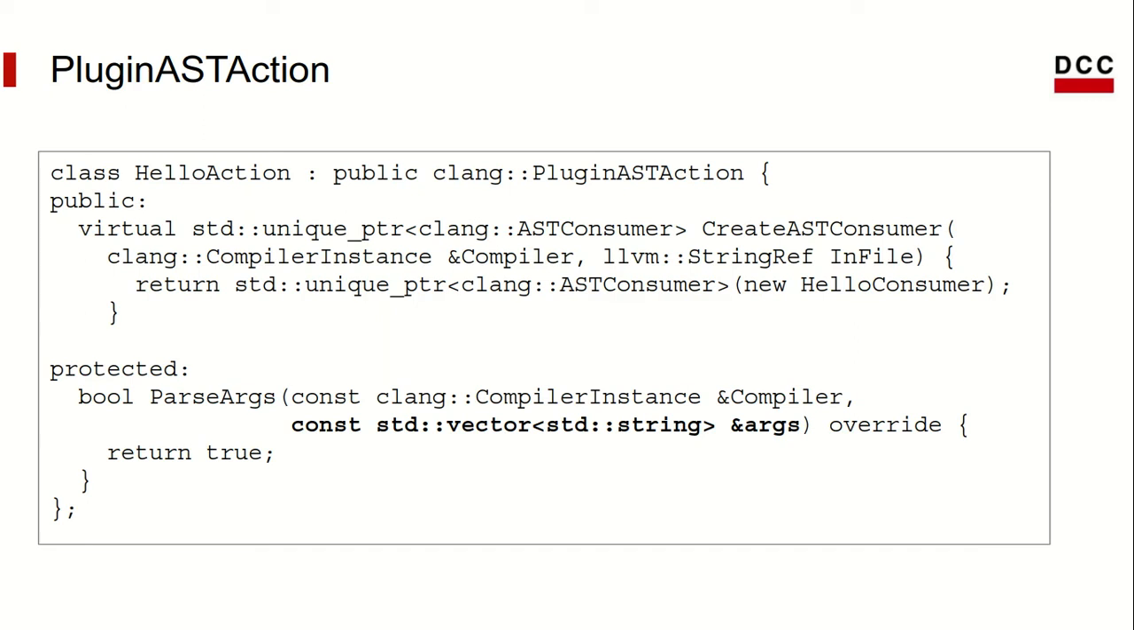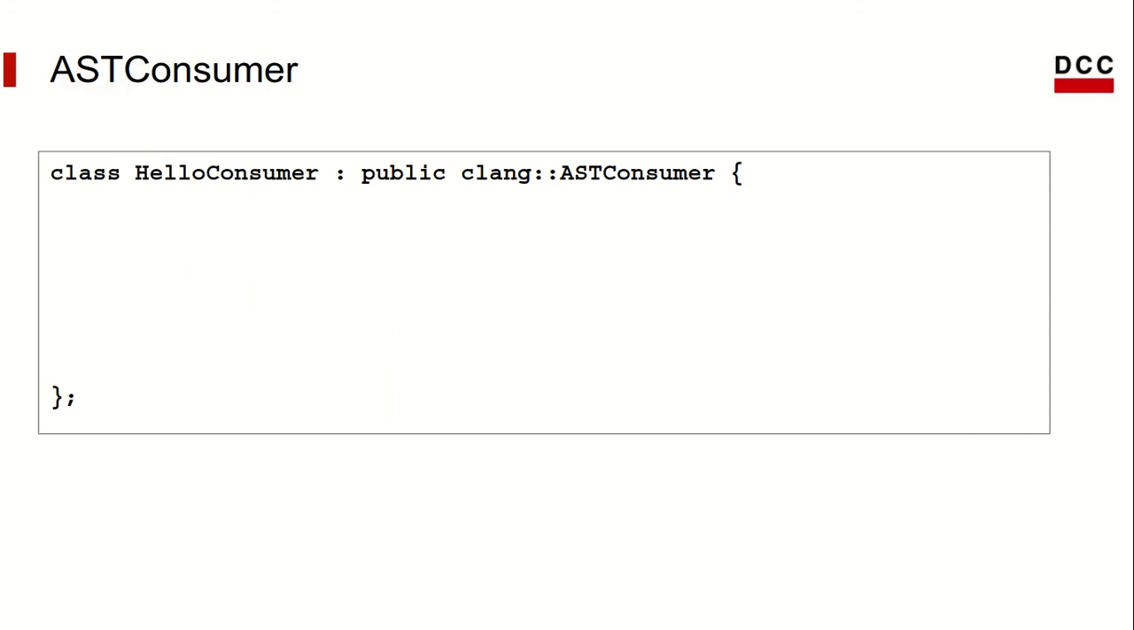If you decide to use command line arguments, you can find them at this parameter here, args, so keep that in mind. Next, we need to implement this HelloConsumer here, so let's do it. Again, our plugin is called Hello, so let's name the consumer HelloConsumer. It has an instance of HelloVisitor defined within it. Don't worry, we'll get to HelloVisitor in due time.